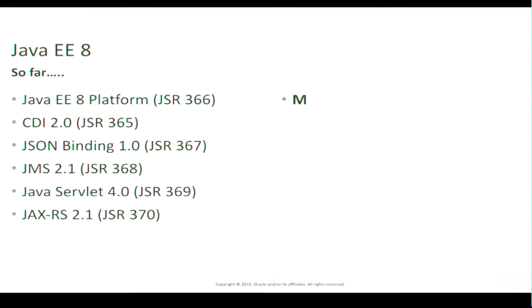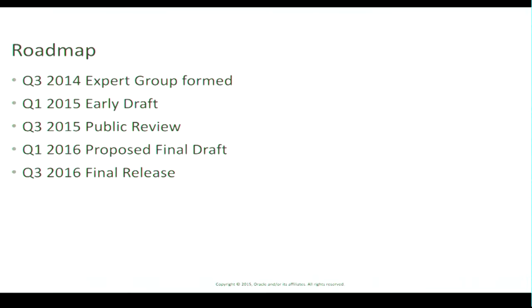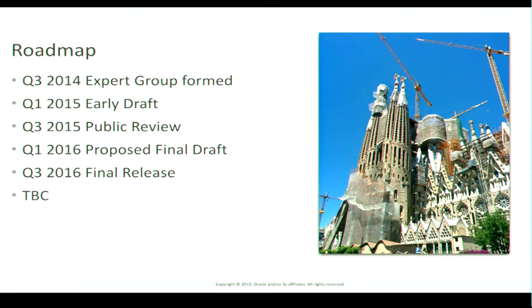So this will be part of Java EE 8. So far for Java EE 8, we have 11 specifications that have been started. The MVC, so JSR 371, is the first one that is in early draft. So this is the one which is the most advanced. When it comes to the roadmap for Java EE 8, we said at the beginning Q3 2016. My advice: don't trust any roadmap. Things can change. So we'll see.